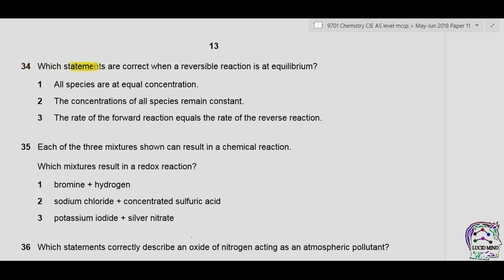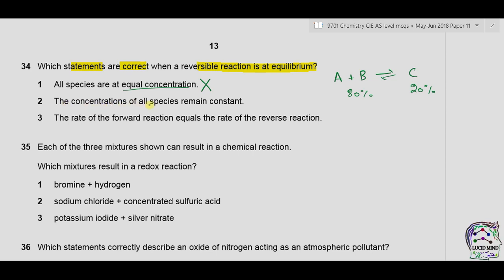Question 34. Which statements are correct when a reversible reaction is at equilibrium? Number 1. All species are at equal concentration. Now this is not always true because equilibrium can establish between unequal concentrations. For example, we can have 80% of the reactant present and only 20% of the product, but still the reaction could be at equilibrium. So it is not necessary that concentration must be equal for all the species.